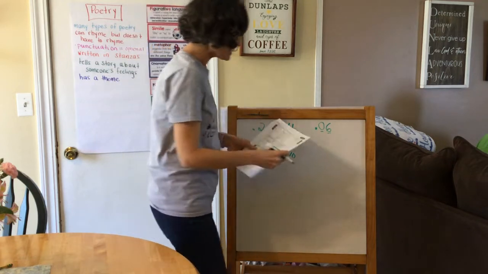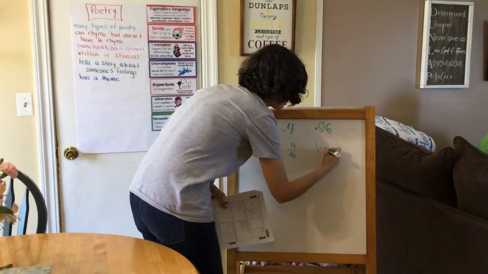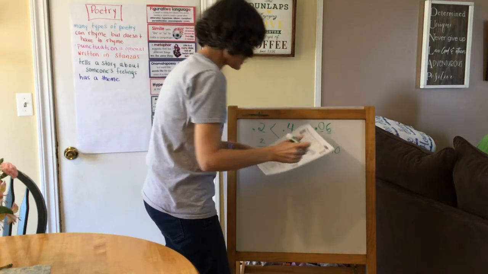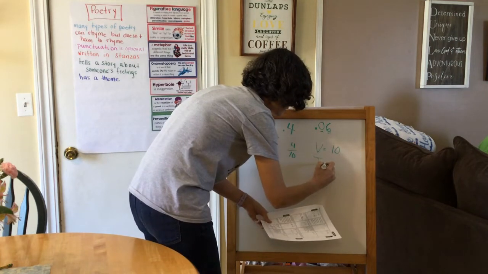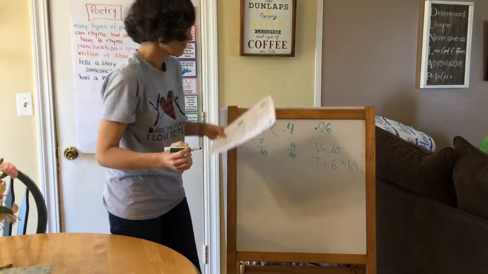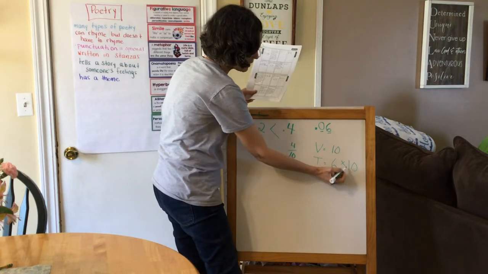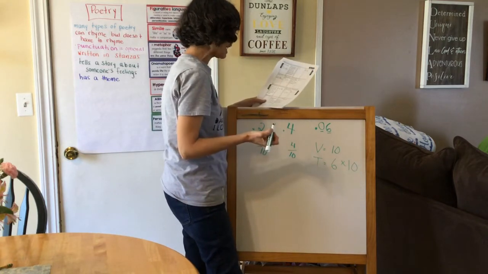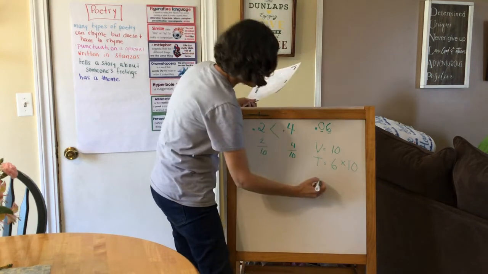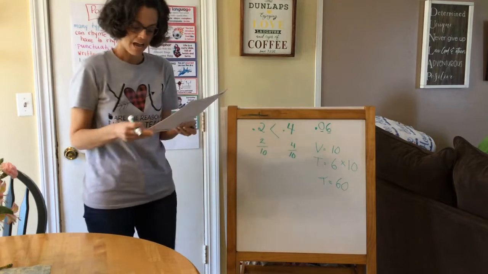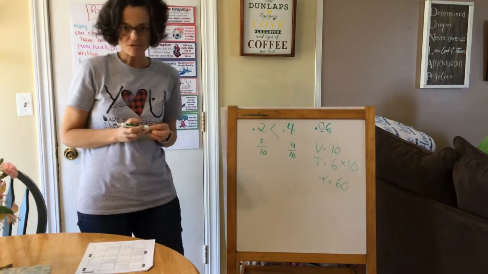Vanessa has 10 stickers. Tara has 6 times as many as Vanessa. Vanessa has 10. How many stickers does Tara have? So Tara has 60 stickers. And that last one, were you stumped on that one?